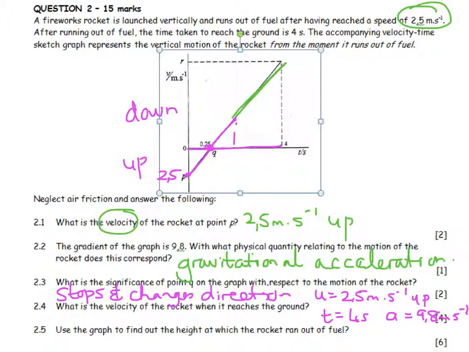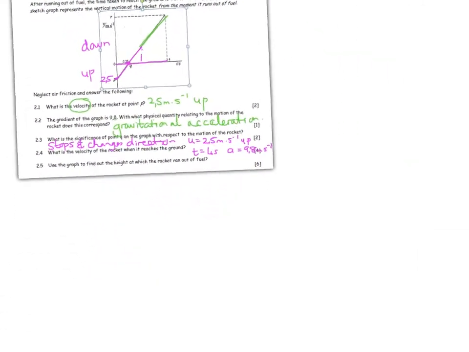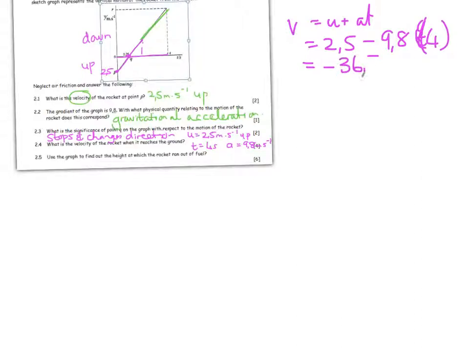And if I substitute that into an equation of motion, I land up with v equals u plus at: 2.5 meters per second up, minus 9.8 because it's down, and then I've got a time of 4 seconds. Sorry, that's a bit messy. And that then turns out to be minus 36.7 meters per second, which means it's... I've got to interpret it for the examiner. 36.7 meters per second downwards.